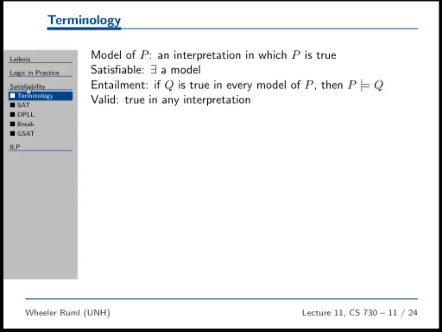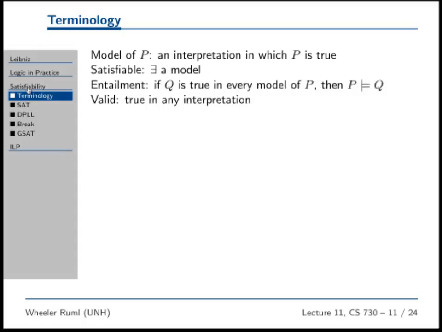And then in propositional logic, entailment is very straightforward. If Q is true in every model of P, then P entails Q. And something is valid if it's true in any interpretation. So like P or not P. That's going to be true in every interpretation, because every interpretation is going to give a truth value to P, and whichever way it comes out, that clause is going to be valid. So everyone get the propositional case?